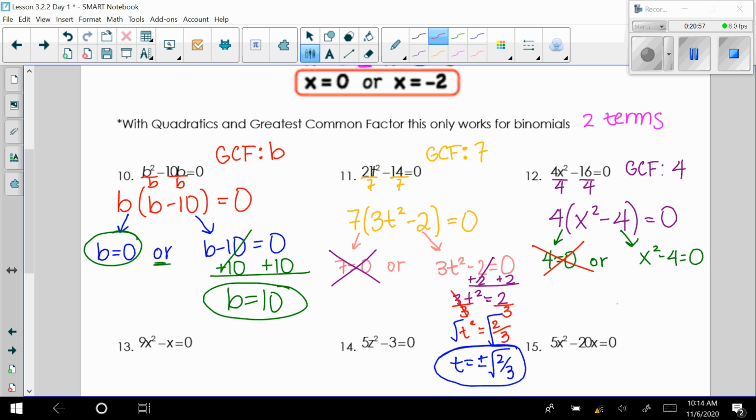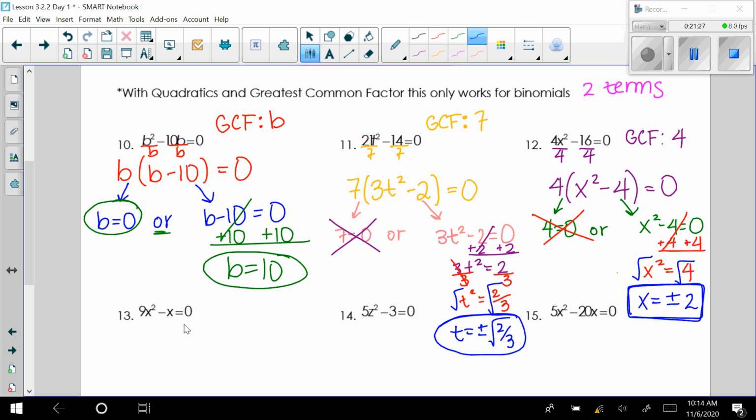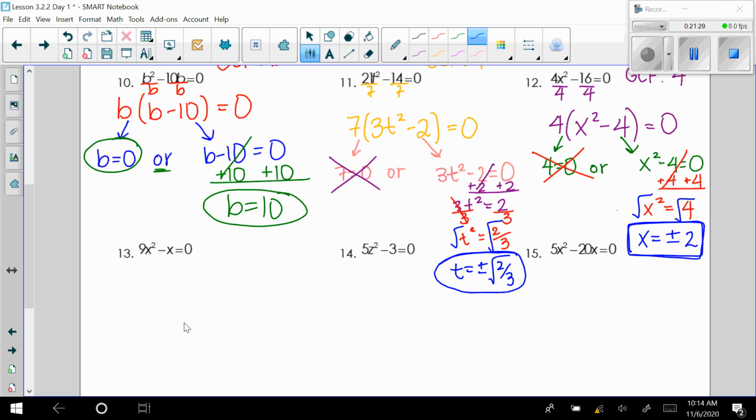So to get x by itself, the first thing we would do would be to add 4 to both sides. So we have x squared equals 4. And then our last step would be to square root. So the square root of 4 is plus or minus, positive or negative, 2. So those would be your 2 answers. A lot of times you're going to be getting 2 answers for these. Okay, so we'll do a couple more.